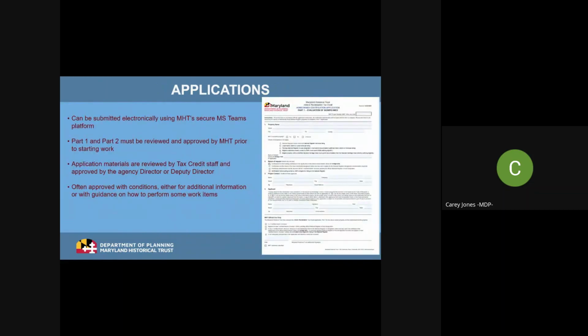The application materials can be submitted electronically, and as mentioned, the Part 1 and Part 2 must be approved prior to starting any work. The application materials are reviewed by tax credit staff, such as myself, and approved by the director or deputy director. Often, MHT approves the homeowner applications with conditions, such as a request for detailed product specifications or with guidance on how work items should be performed. Next slide, please.